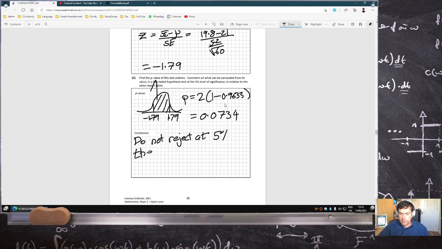The claim that the average study time is 21 hours. Okay, I could write it out a bit more, but you get the idea. They do not reject the null hypothesis at the 5% level of significance.